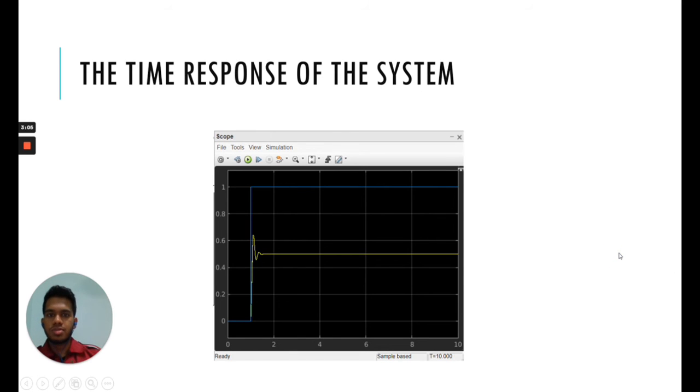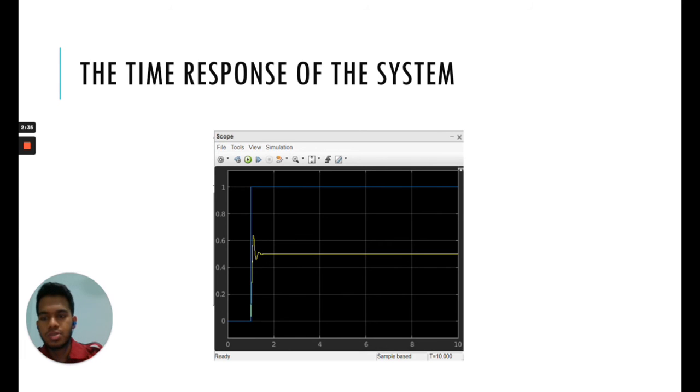So this is our time response graph for the simulation. We just need to click the model scope and double click, so you will get this one. Only for a unity feedback system can we find the steady state error. As a result, we must convert the non-unity feedback system to a unity feedback system.